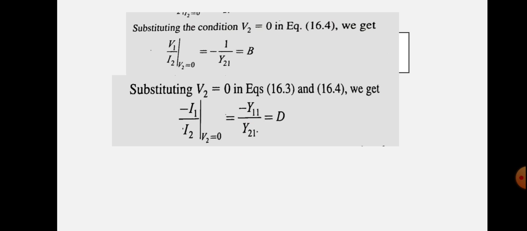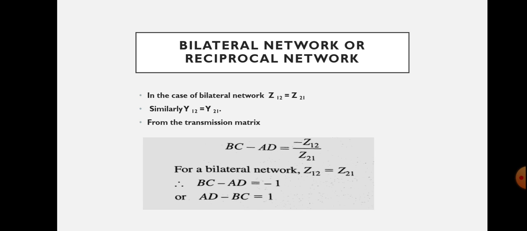Okay. So next we will see bilateral network or reciprocal network. The main condition for the bilateral network is that it should obey the reciprocity principle. That means in the case of bilateral network, the impedance parameter, that is Z12 will be equal to Z21. Also in the case of admittance parameter, Y12 will be equal to Y21. So this is the main condition for the bilateral network, that is the principle of reciprocity.